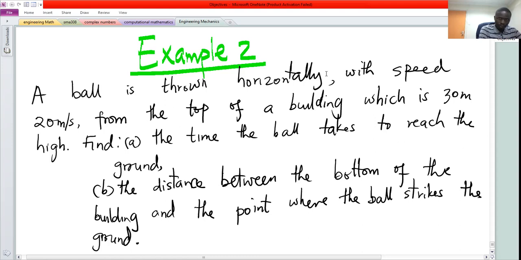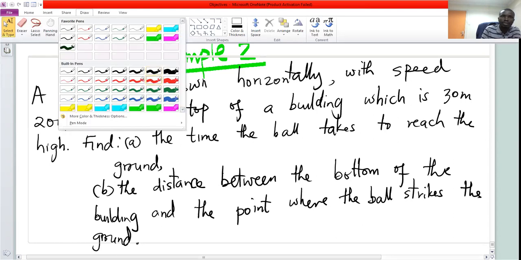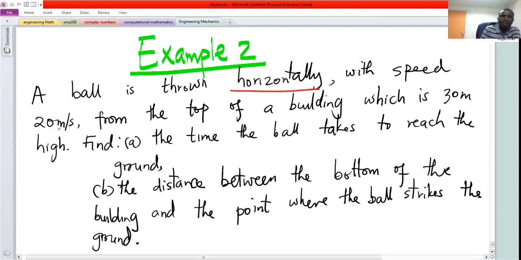So when you meet such questions, it's always good manners to write or to draw a sketch to represent the information given in the question. And then from the sketch, you will be able to get the answer without any problem. So the ball is thrown horizontally. These are some of the key things in the question, with a speed of 20 meters per second, and from the top of a building which is 30 meters high.